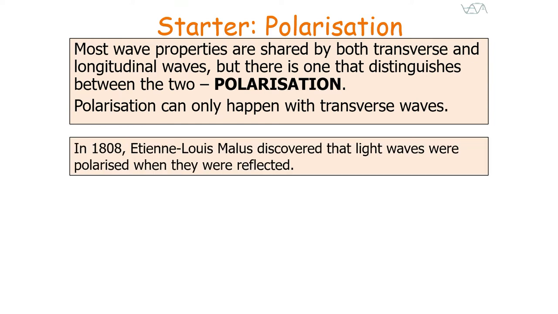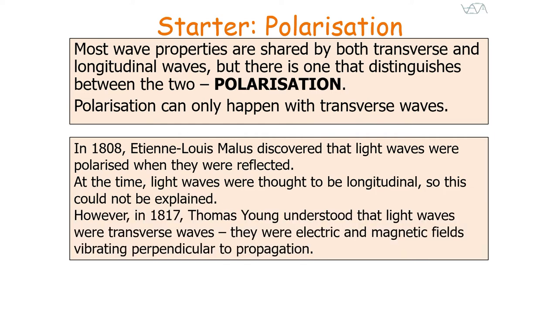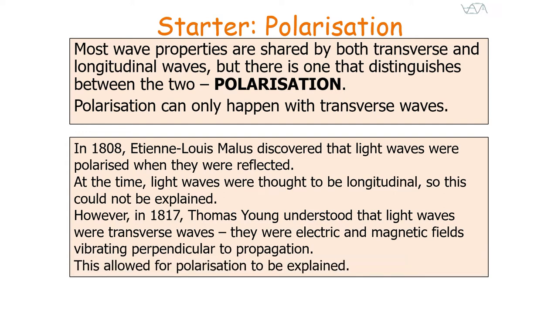So in 1808, Etienne Louis Malus discovered that light waves were polarized when they were reflected. Now at the time, light waves were thought to be longitudinal, so this couldn't be explained. However, in 1817, Thomas Young understood that light waves were transverse waves, so there were electric and magnetic fields vibrating perpendicular to propagation, so this allowed polarization to be explained.